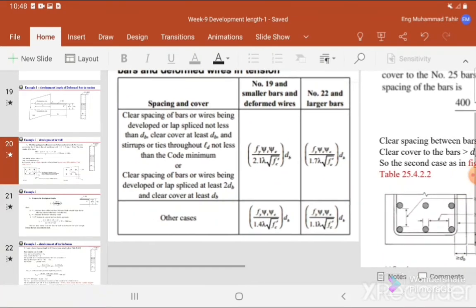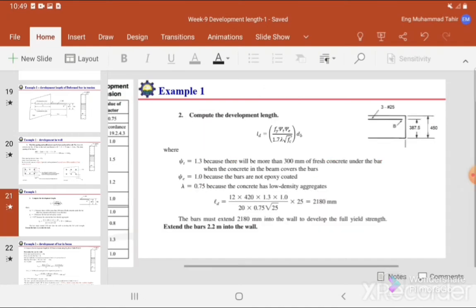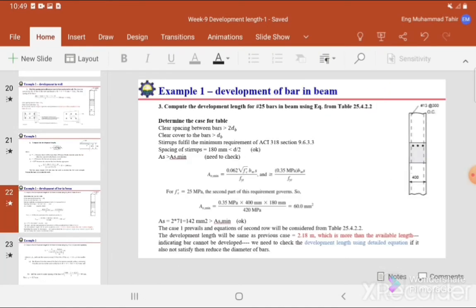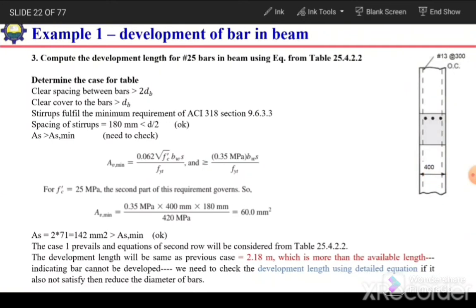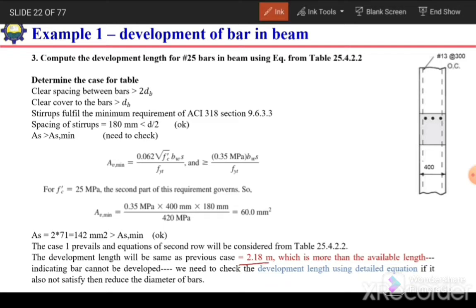We can see now this condition is satisfied. So once this condition is satisfied, we will use equation out of these two, and the diameter of the bar is 25 millimeters, so this equation will be used, and this is similar to the previous case. So as this equation is similar to the previous case for bars in the wall, it means the development length calculated by this equation will also be the same. So the development length calculated will be again 2.18 meter.